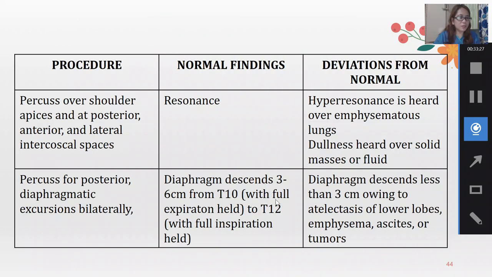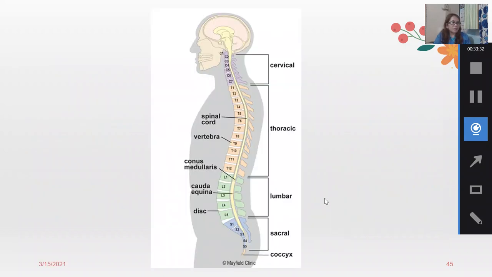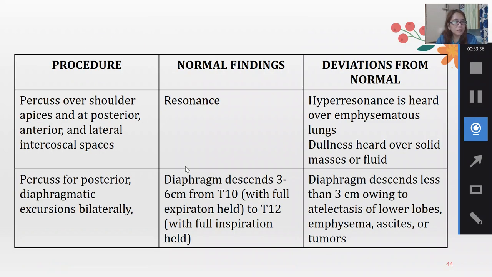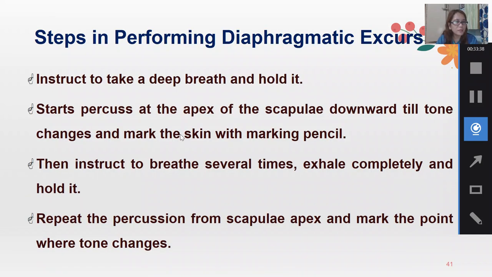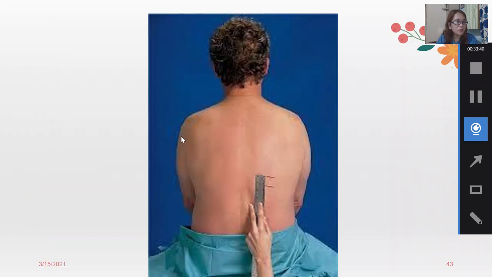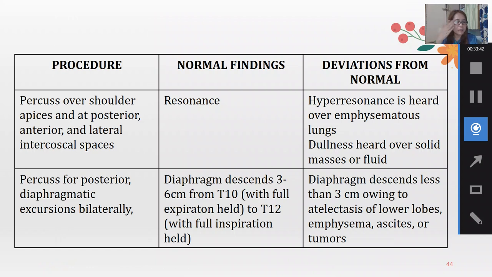And then, the normal measurement, okay, between, wala dito ang normal, between 7, wait lang ha, nasaan ang normal dito? Dapat hindi siya lalagpas ng 7 cm. Okay, percuss over the shoulder. So, ito lang din yun. Diaphragm descends, ito pala yung result.